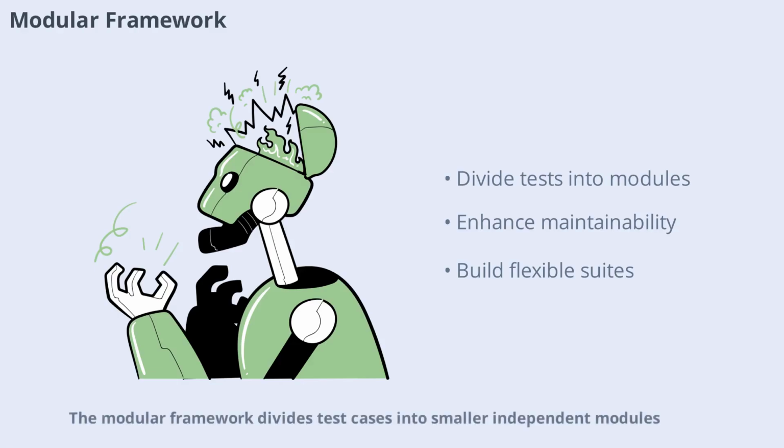The modular framework divides test cases into smaller, independent modules. Each module represents a specific functionality or feature, making it easier to update and maintain tests as the application evolves. By combining these modules, you can build comprehensive test suites that are both flexible and scalable. This approach is ideal for medium to large projects where code reusability and maintainability are priorities.